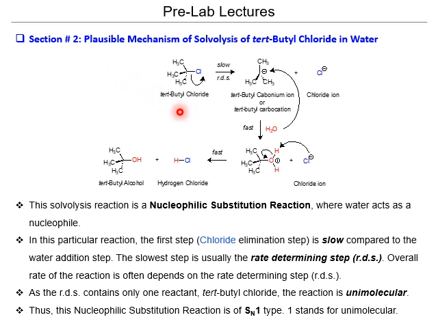You have tert-butyl chloride, and the electrons choose to stay with chlorine. And once the chlorine becomes the chloride ion, you form a carbocation. So this is the rate determining step. This leaving group, although it's a good one, still takes quite a bit of time.